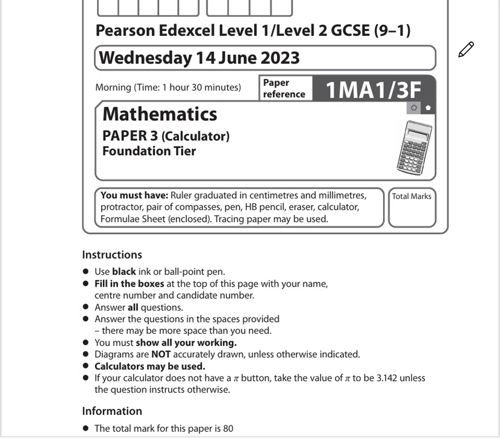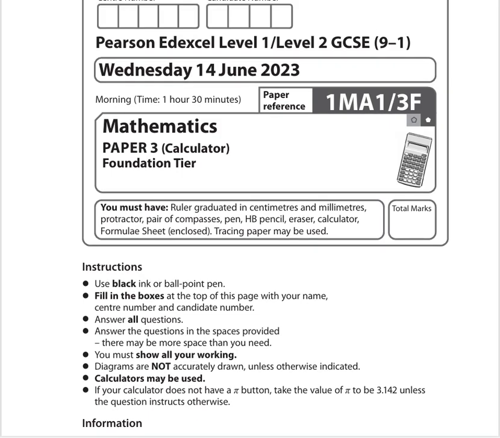Hello, this is a walkthrough for the Edexcel Paper 3 Foundation Tier from June 2023. Your time allocated is 1 hour and 30 minutes and you're allowed to use a calculator. In order to benefit most from this walkthrough, I would recommend completing the paper in advance, or alternatively, as you get to each question, pause the recording and have a go before playing again.